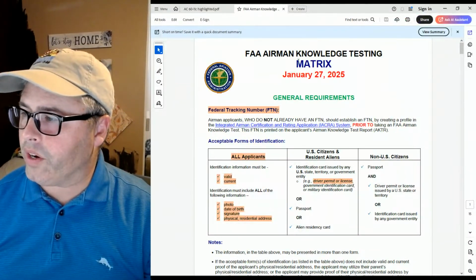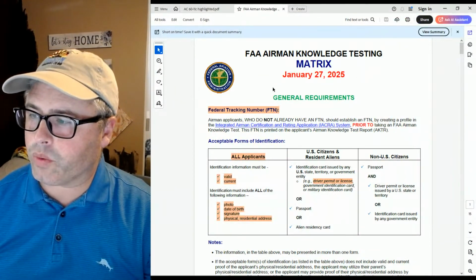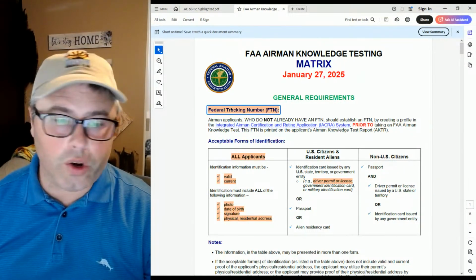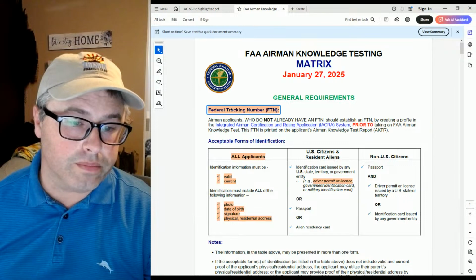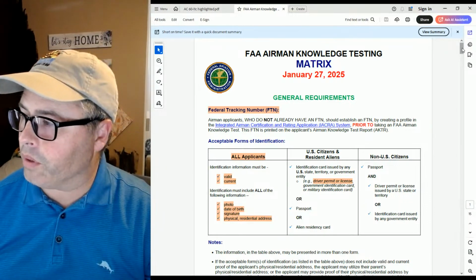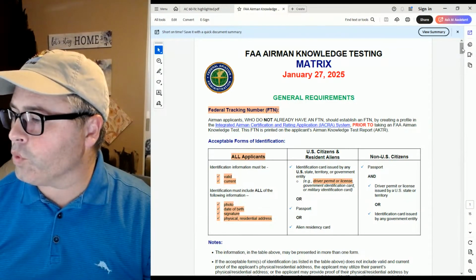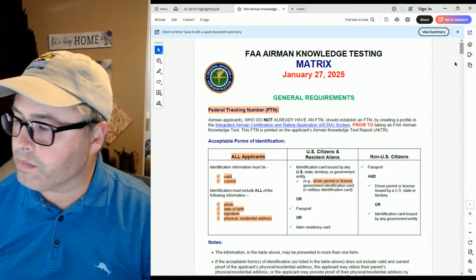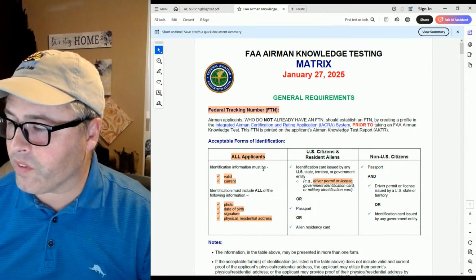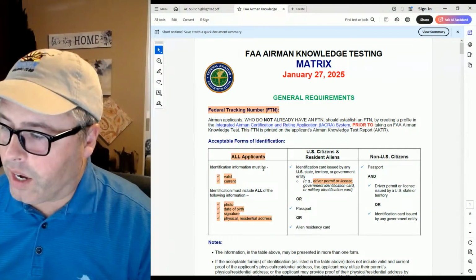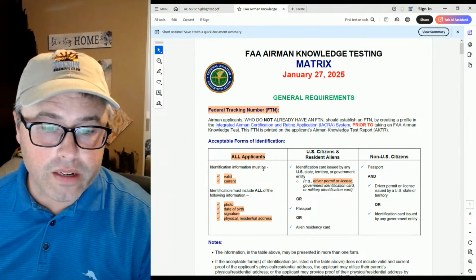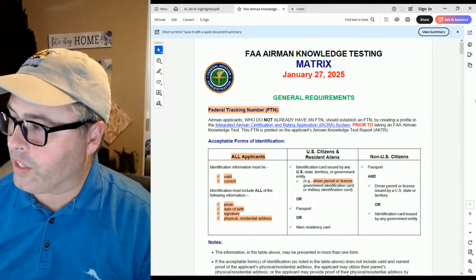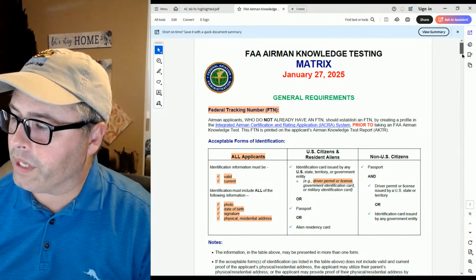Okay, so here is the FAA knowledge test matrix, which gets updated periodically throughout the year. When you go to take your test, you need your FTN number, your federal tracking number, which you get when you sign up for your student pilot's license. You can always find it in Niagara. Then you need valid ID with your photo on it, and that's usually your driver's license or permit.